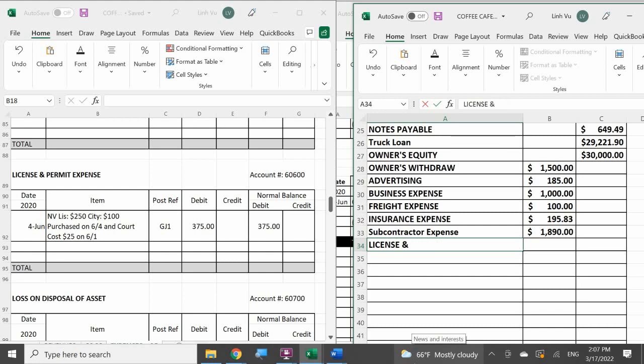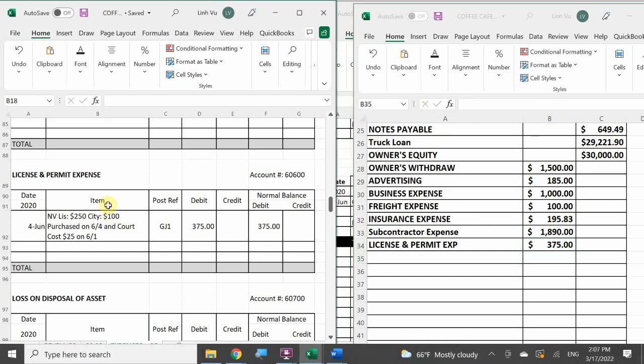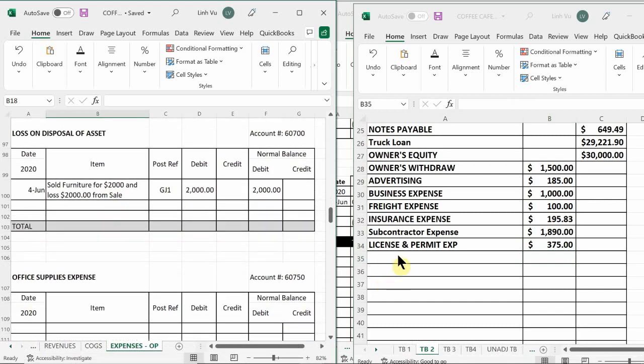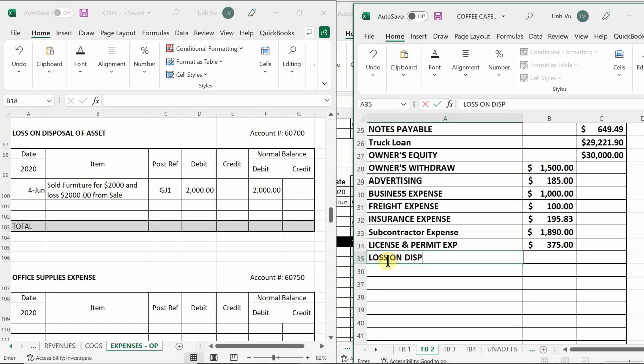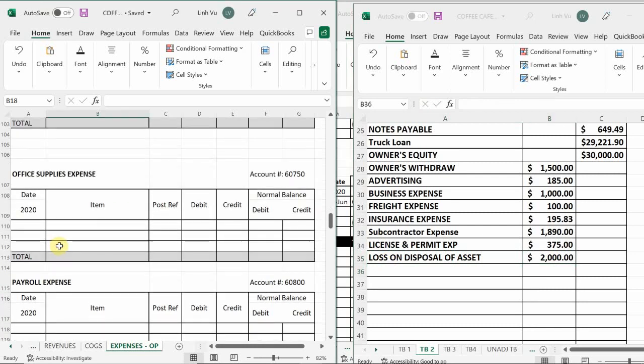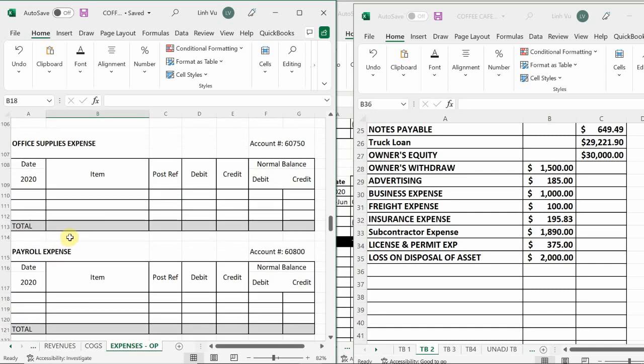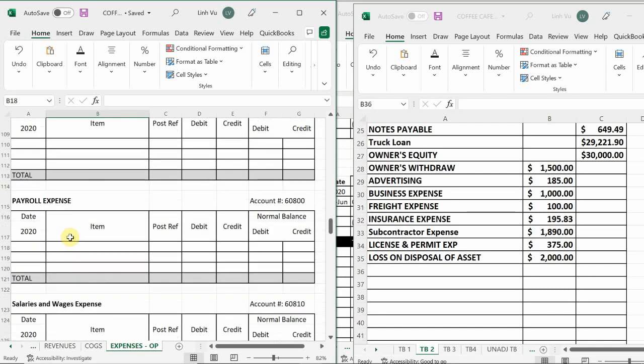License and permit expense, okay, for $375. Right. We also took a loss on disposing the furniture for $2,000. We lost $2,000 there. Okay. We haven't bought office supplies yet, so there's no need to have an adjustment yet. We don't even have them in the first place.